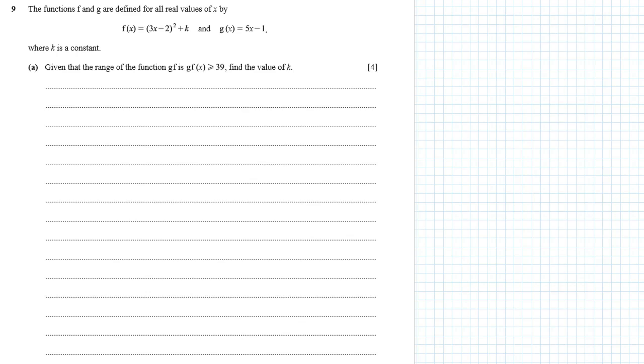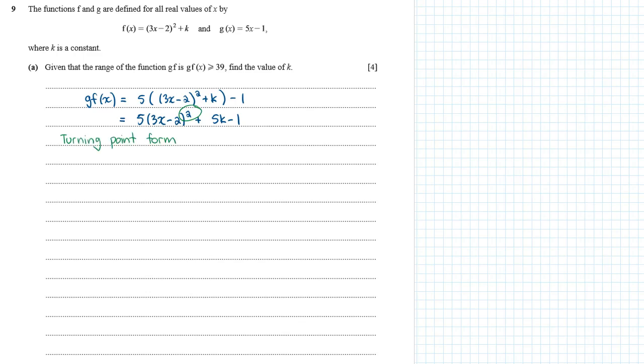So when we do that, the whole of the function f is going to go into g wherever we see the x. So it's 5, and we better open brackets because it's the whole function, 3x minus 2 squared plus k, close those brackets, minus 1. Now we can expand just the first layer and get 5 times 3x minus 2 squared plus 5 times k minus 1. And let's stop and pause, because if you look at that, having the brackets with the square on it indicates that this is a turning point form.